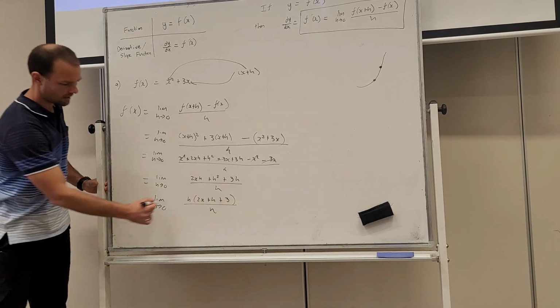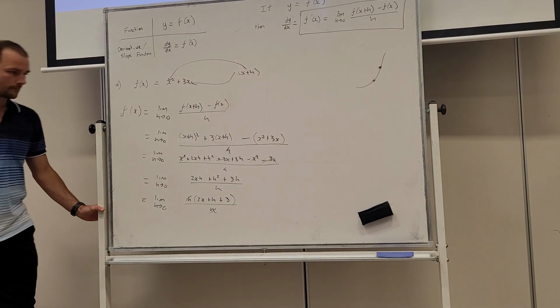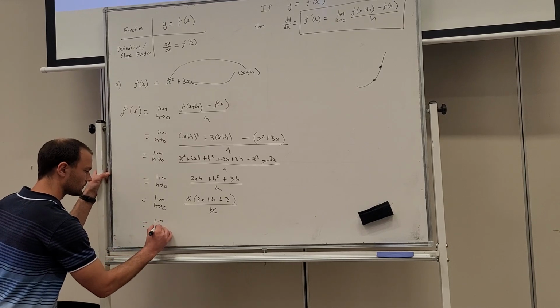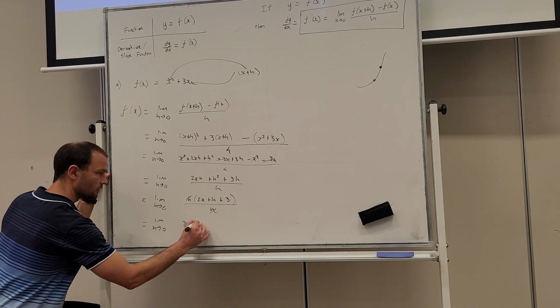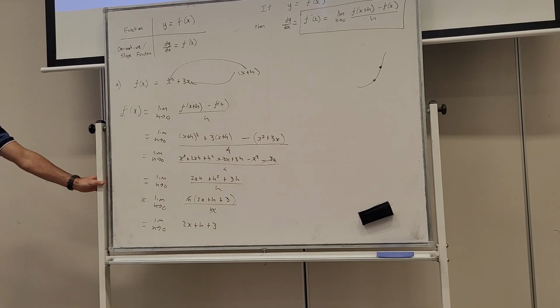Factorise the h and cancel it. It's at the top and the bottom. So we're left with 2x plus h plus 3. That's what we've got. And now we can apply the limit.